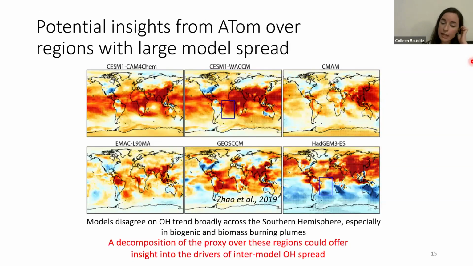And so one thing that's exciting is the ATOM campaign certainly took very nice samples of these regions. And so it would be really nice to decompose the proxy over these regions and in comparison with what the CCMI models are showing, towards trying to learn something about what might be driving the intermodel OH spread.